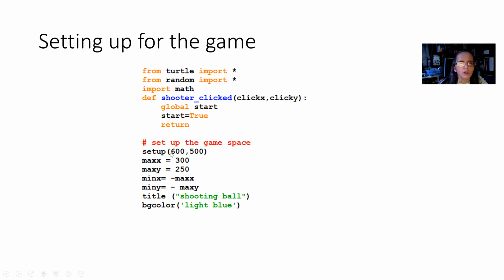Next thing we're going to do is set up the game space. The game board is going to be 600 pixels by 500 pixels. Essentially we're going to set the origin in the middle of the game so that we can then use a coordinate system from negative 250 to positive 250 and positive 300 to negative 300. Notice that would put the origin right in the center, and these basically add up to the setup coordinates, the size of the game. We can also apply a title to our game, and I've chosen to make the background color light blue.